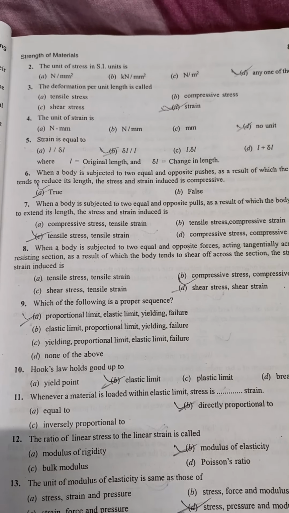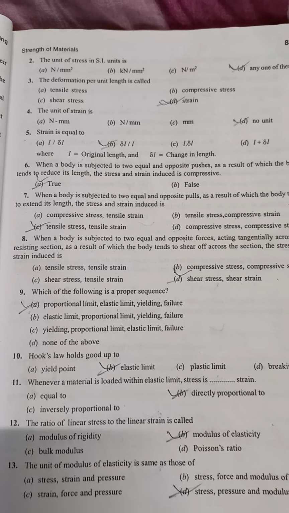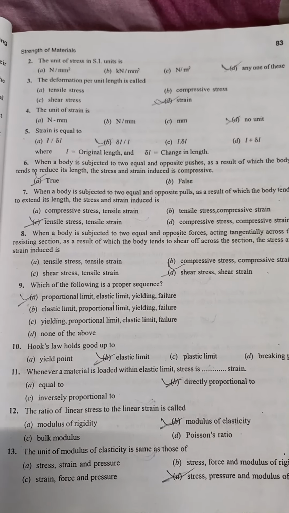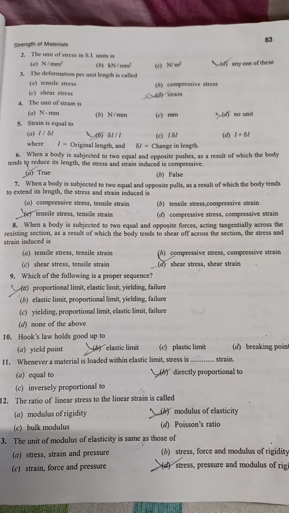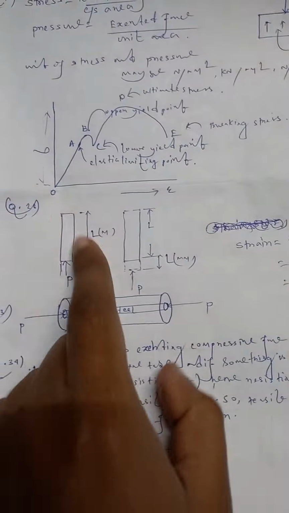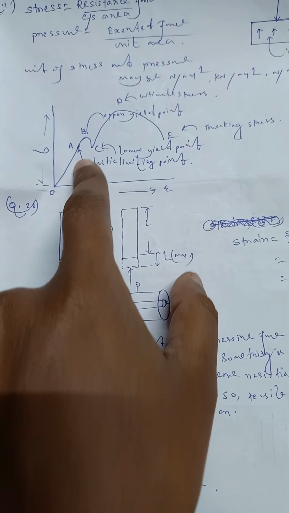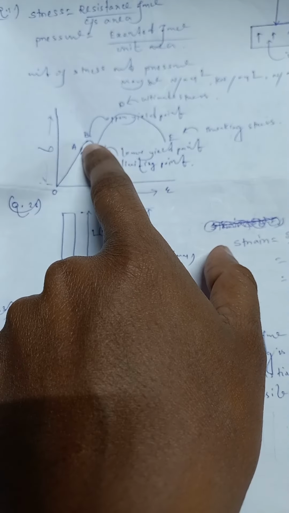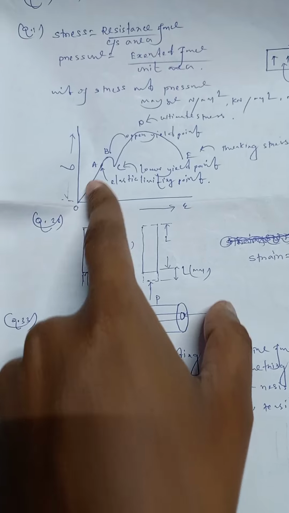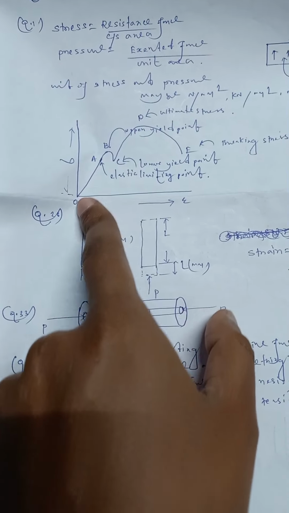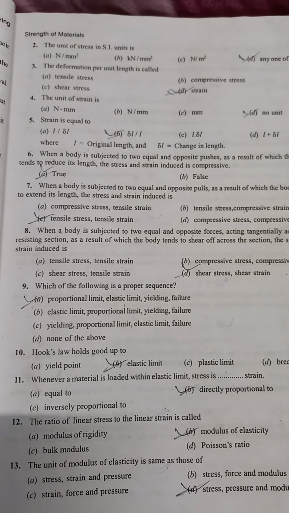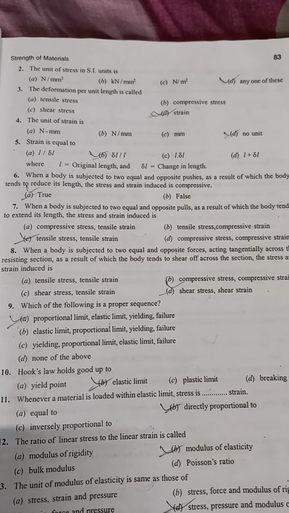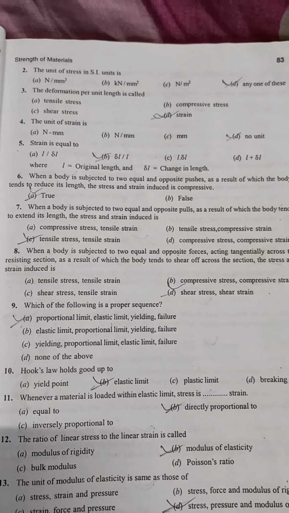Proportional limit, elastic limit, yielding and failure. Hooke's law, question number 10: Hooke's law holds good up to. So friends, we all know that Hooke's law holds good up to the elastic limit. In this curve you can see the elastic limit, point A, and Hooke's law is valid up to point A, from O to A. So for question number 10, option B, elastic limit, is right.